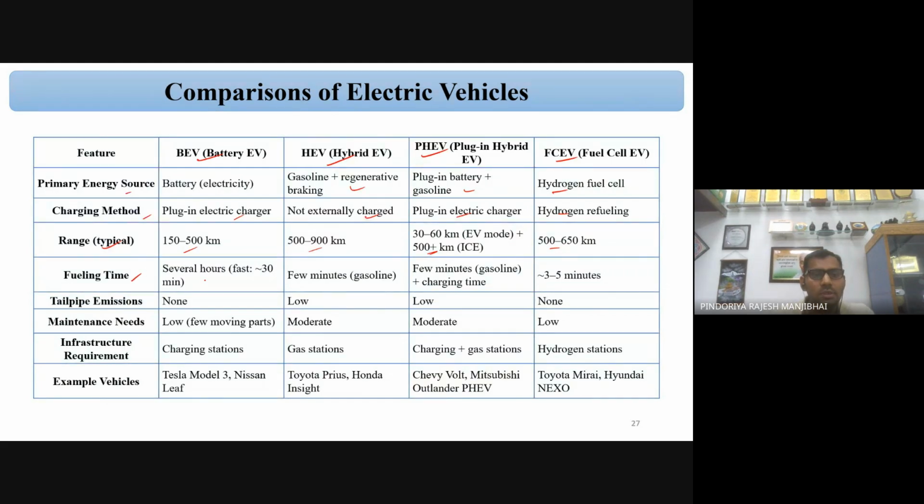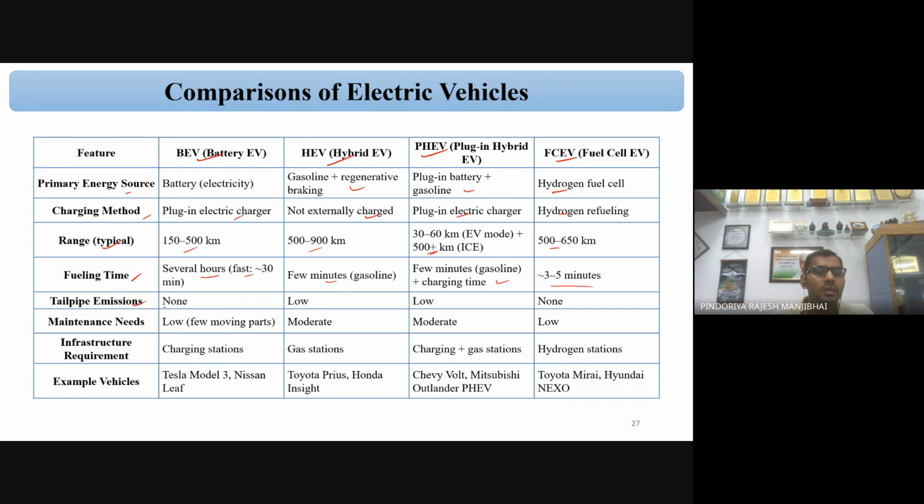Fueling time: several hours. With fast charging it is maybe 30 minutes, but otherwise it will take 4 to 5 hours. Hybrid electric vehicle, a few minutes because it is only gasoline. You can go to the petrol pump and fill your fuel, correct? Same for the plug-in hybrid, a few minutes. And for the fuel cell, again it is the same as petrol and diesel.